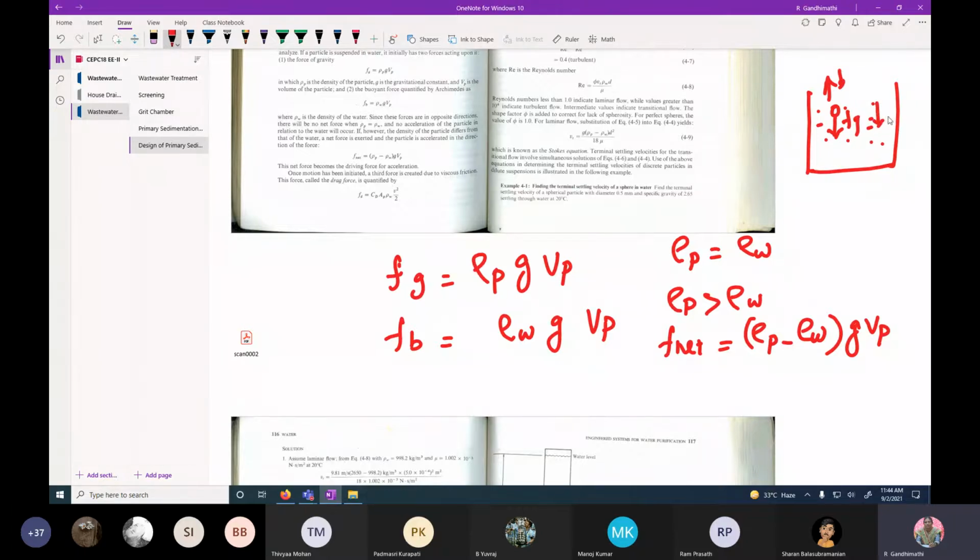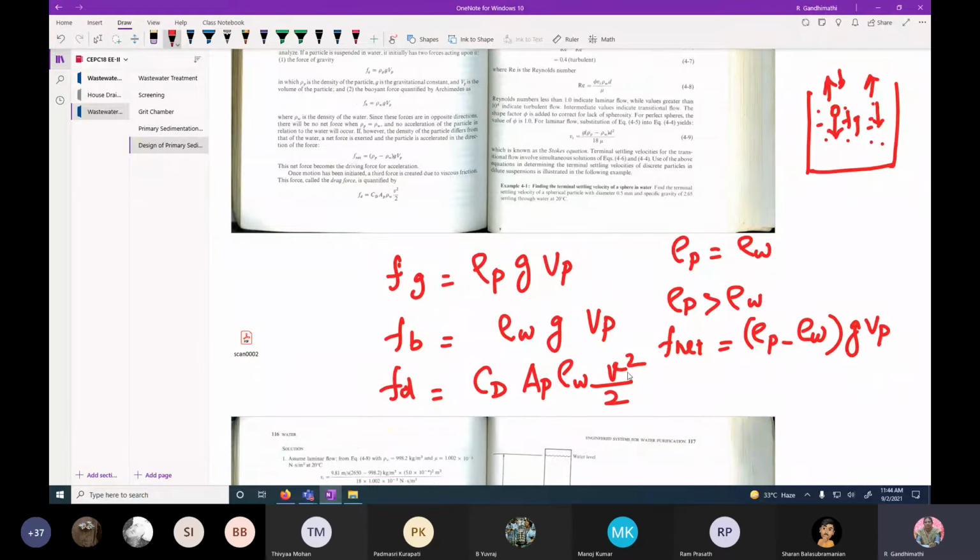Once the motion is initiated, there is a third force, the drag force, that acts in the opposite direction. That means initially you have an acceleration, but because of the drag force, the acceleration decreases, and then the particle reaches a constant settling velocity after a certain time period. That is called the terminal settling velocity. Now you can see here the drag force Fd is equal to Cd, the coefficient of drag, times Ap, the cross-sectional area of the particle, times rho w into V square divided by 2.